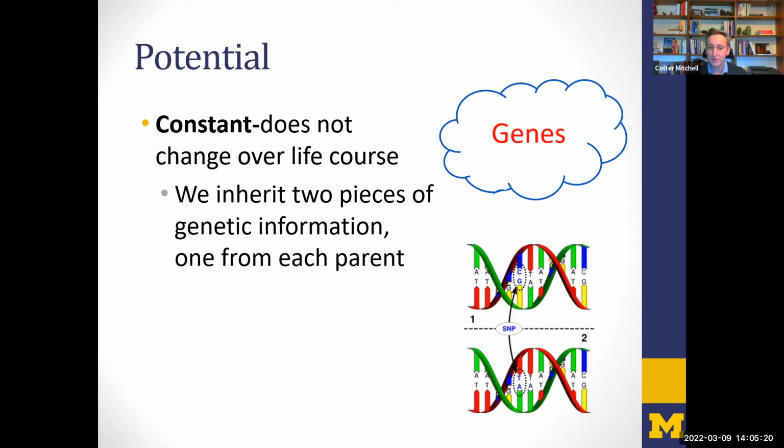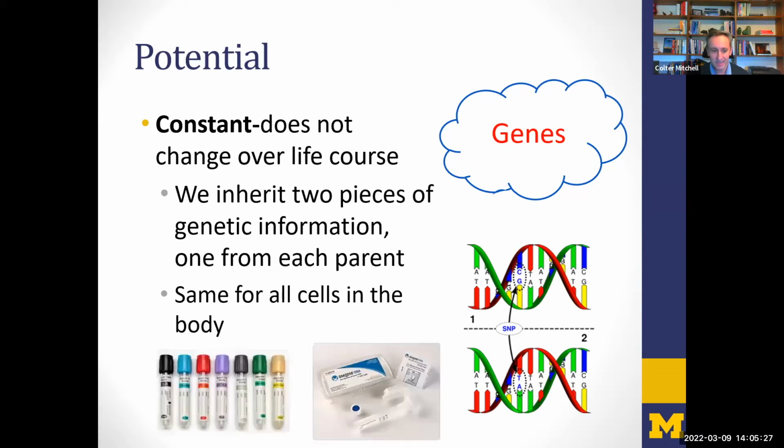So remember, we have two pieces of information that come from one of each parent. That's important, but they don't change. And they're the same for all the different cells of your body. That's true for almost nothing else. So whether you're collecting saliva or you're collecting blood, it's the exact same DNA, which makes it very, very easy to collect.